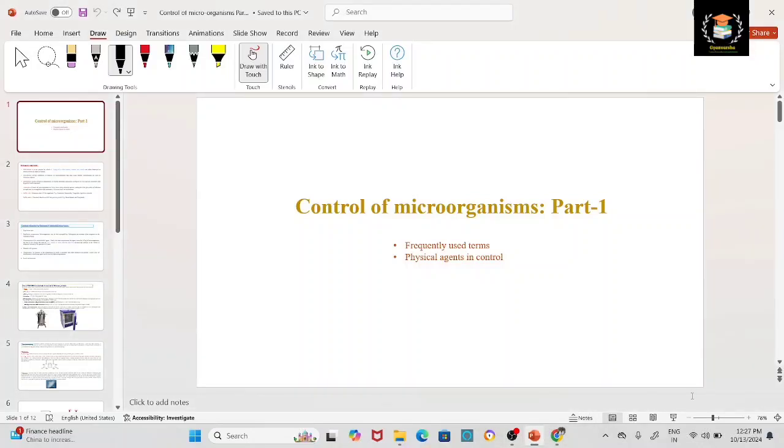Today we will be learning about the control of microorganisms. I have divided this topic into two parts. Part 1 is frequently used terms and physical agents in control, and part 2 will be the chemical agents used in the control of microorganisms. So let's start.